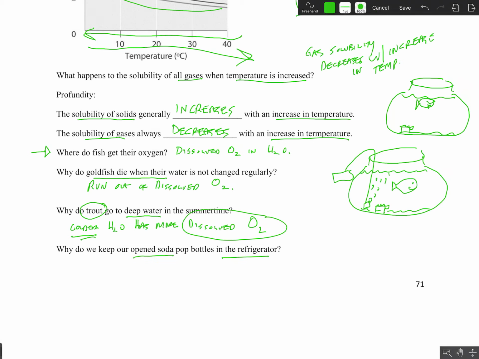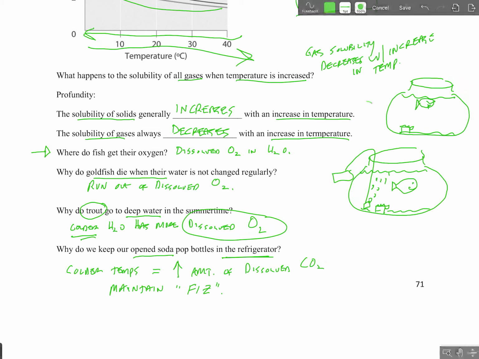Why do we keep our open soda pop bottles in the refrigerator? Well, now we're not talking about dissolved oxygen, are we? We're talking about carbonation, dissolved carbon dioxide. So, what happens when we keep them in the refrigerator? Well, colder temperatures equals a higher amount of dissolved carbon dioxide. In other words, we maintain the fizz, right? The CO2 stays dissolved better when my soda pop is cold. If I take that open bottle out and just leave it on my countertop, yeah, you're right, warm soda pop doesn't taste very good. But at the same time, doesn't it get flat faster? Because as it warms up, gases don't dissolve as well in a warmer solvent.